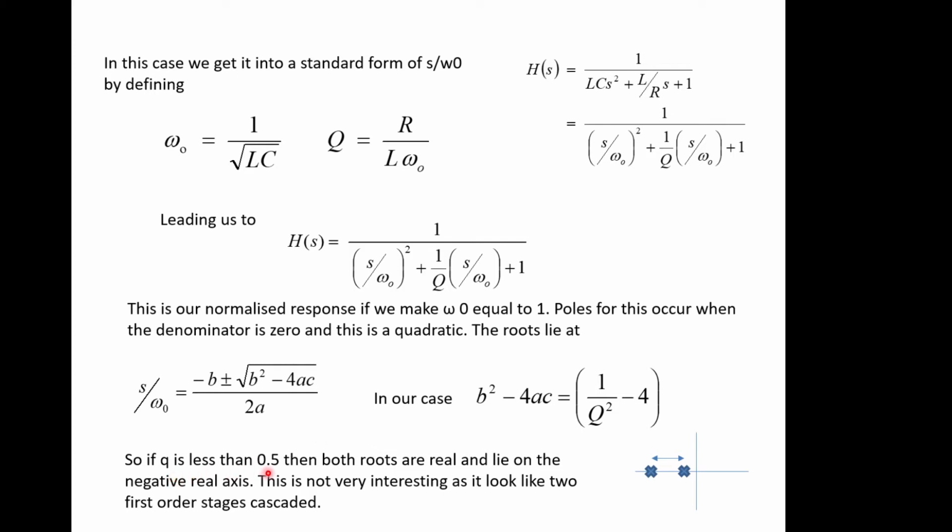So if Q is less than 0.5, or exactly 0.5, then both roots, both solutions of this, are real and lie on the negative real axis. So if we put on a pole zero diagram, they'd be just spread out on the axis like this. And that's not really a very interesting solution because it just looks like two first order stages cascaded together, so it's not terribly exciting.